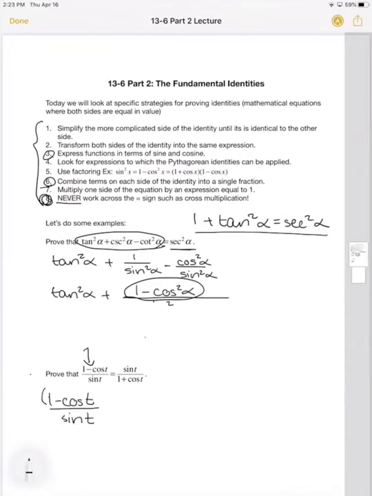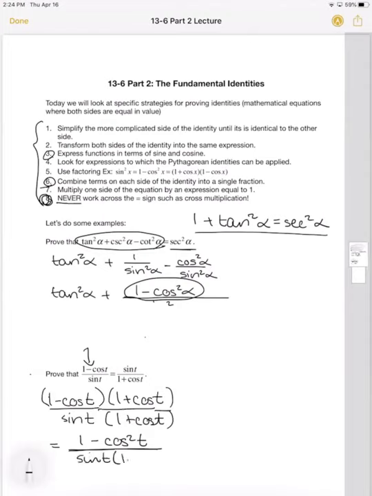If I multiply 1 minus cosine t times 1 plus cosine t, I'm going to be able to factor that to the difference of two squares. So what do I do if I add 1 plus cosine t to the numerator? I'm going to have to add it to the denominator. So let's go ahead and see what we have here. We have 1 minus cosine squared t. I'm just foiling the top two binomials. And down below, I'm going to still leave that as sine t times 1 plus cosine t.